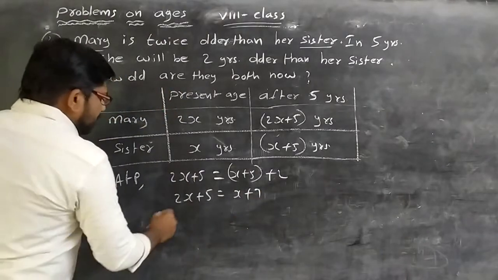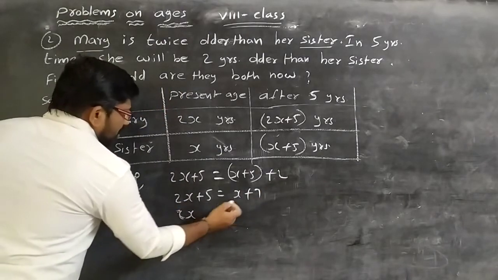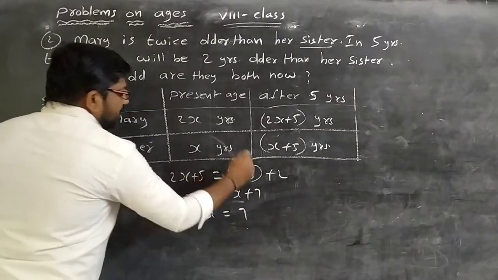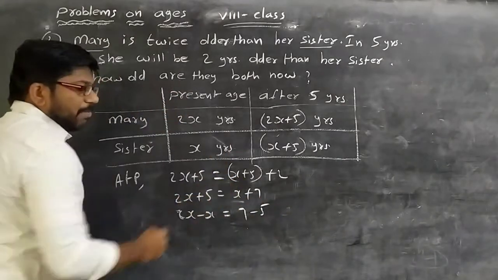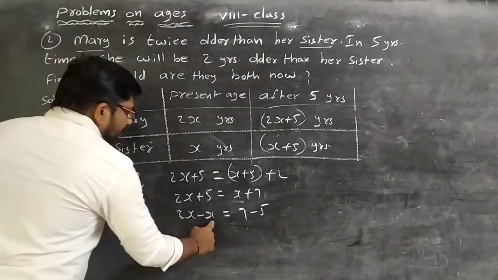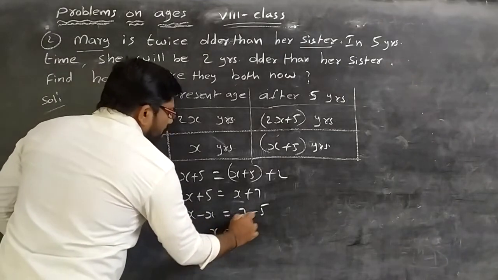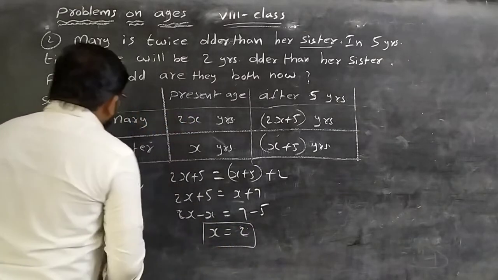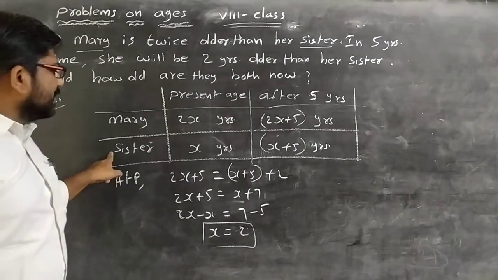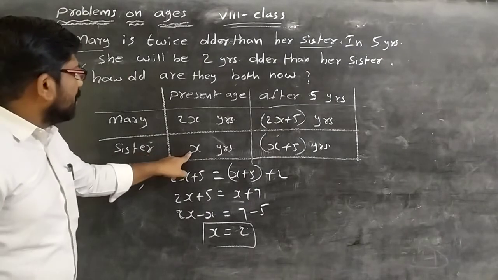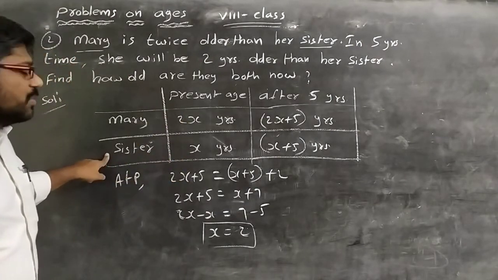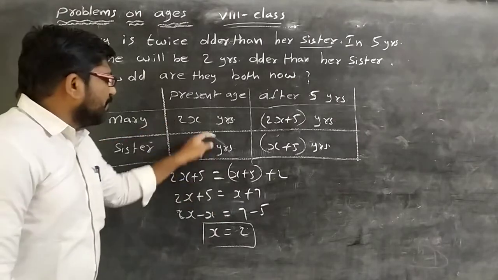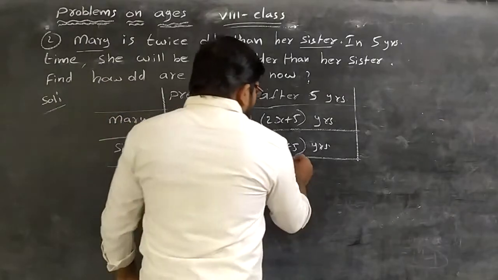Now separate variables. 2x, take x to this side, minus x, is equal to 7, plus 5 take to that side, it becomes minus 5. So 2x minus 1x, so x is equal to 7 minus 5, that is 2. x equals 2. So what is x here? x is the present age of the sister, 2 years, and Mary's age is 2 times 2, that is 4 years, right?